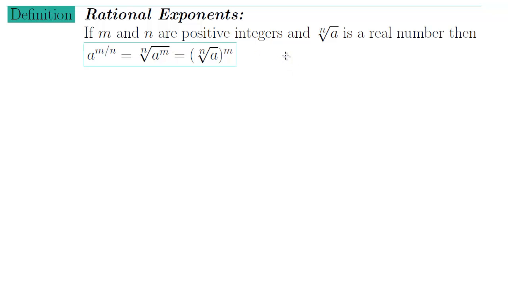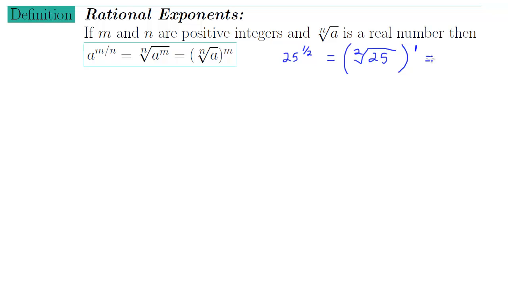So, for example, if we look at 25 to the 1/2 again, this definition says because we have a 2 denominator, we have to take a square root of 25, which was our base, and then because we have a 1 in our numerator, we have to take that to the first power.